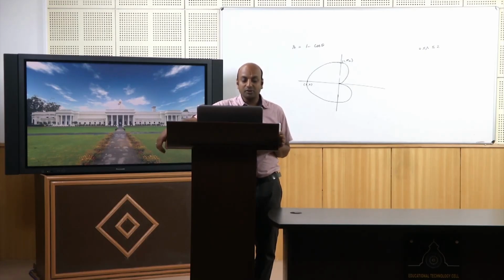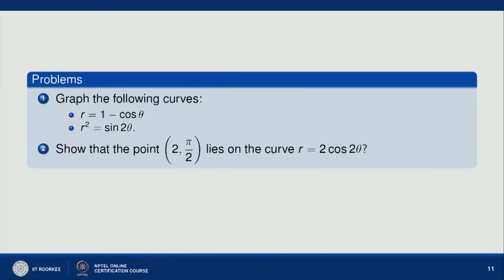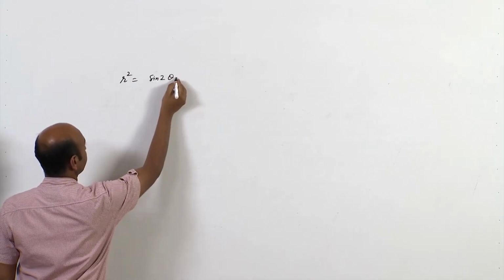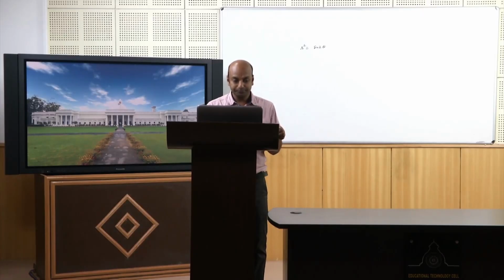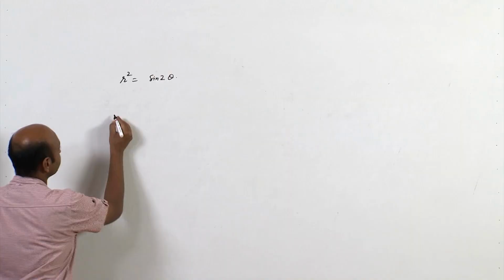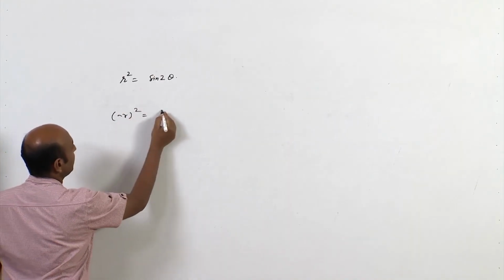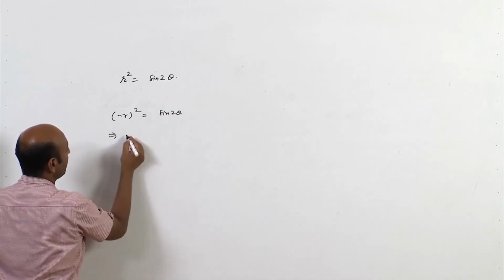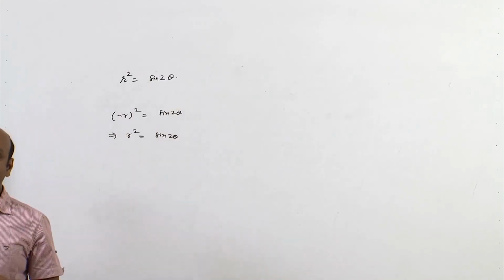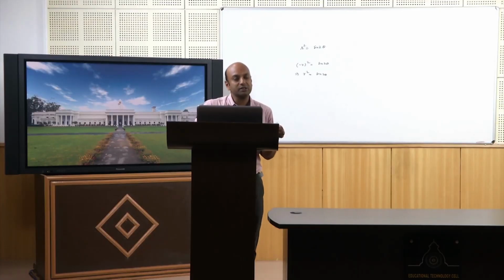Okay. Now say we have a second curve, r square equal to sin 2 theta. First we will check for the symmetry. Okay. Now when you take symmetry about origin, you replace r by minus r and theta remains theta, so this is simply r square equal to sin 2 theta. That means there is no change in this equation. So we can say that it is symmetrical about origin.